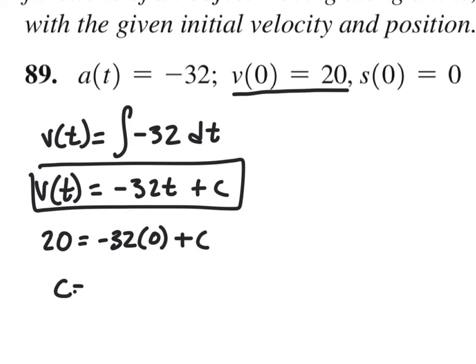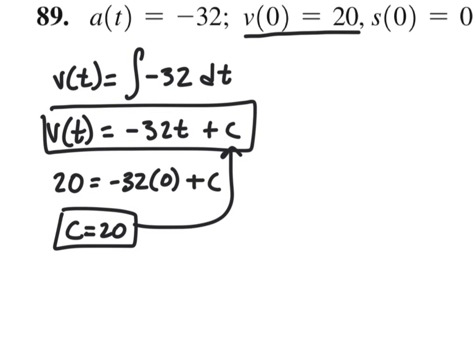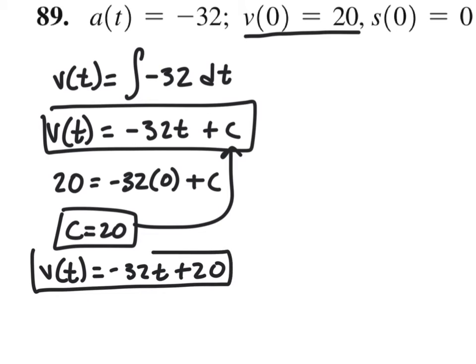So I get that c is equal to 20. All right, and I'm going to go ahead and plug that back in up here. And so my velocity function, the one that I want to write, is -32t plus 20. Okay, and that's my velocity function.